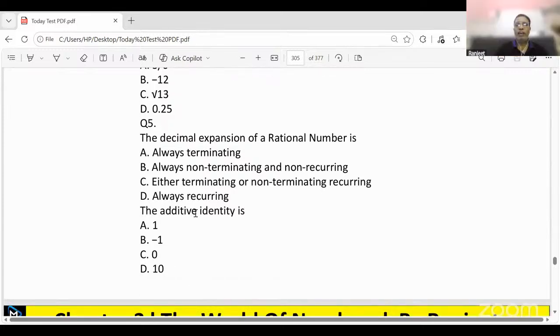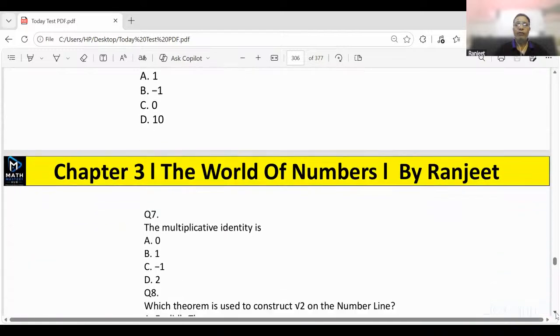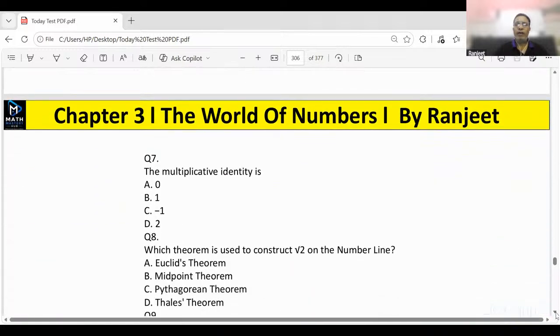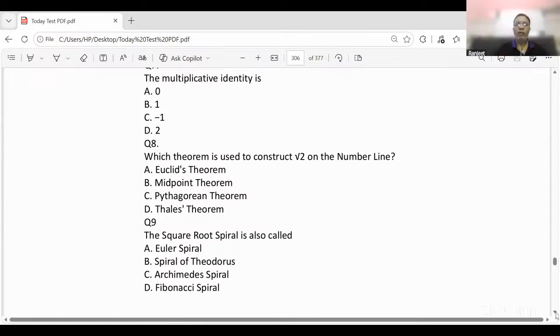Question number 6. The additive identity is 0. Sir, C. C is the right option. Now, the multiplicative identity is 1. Okay.